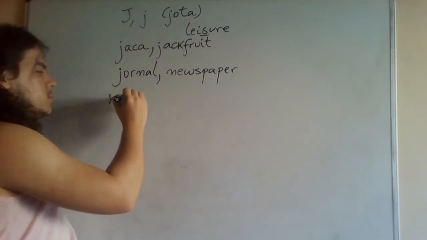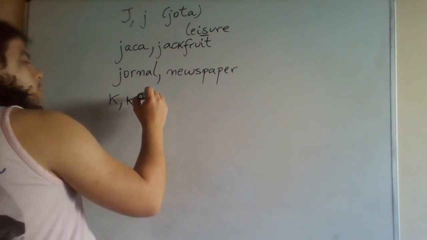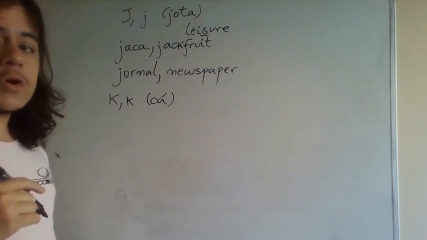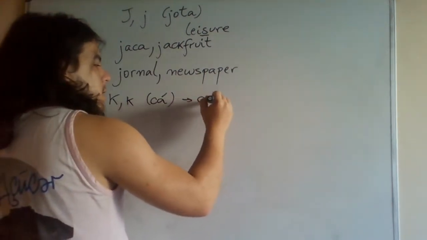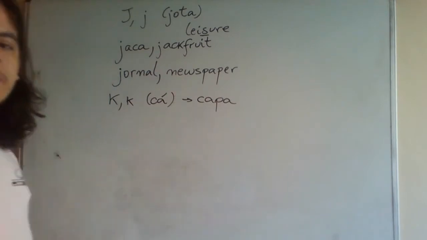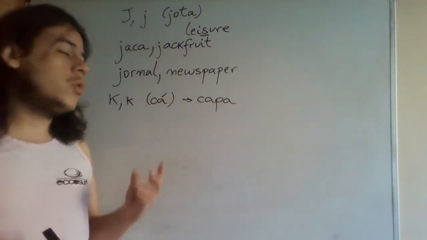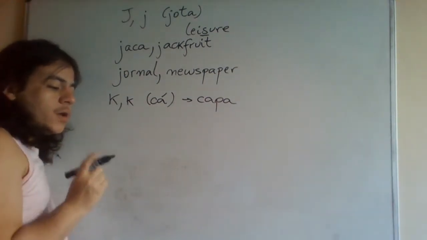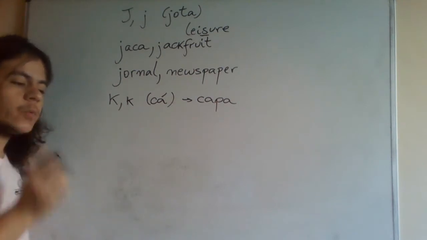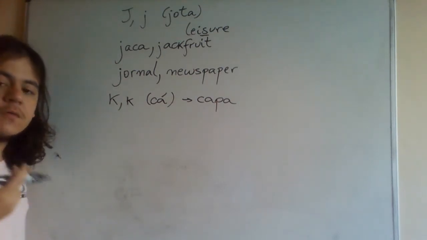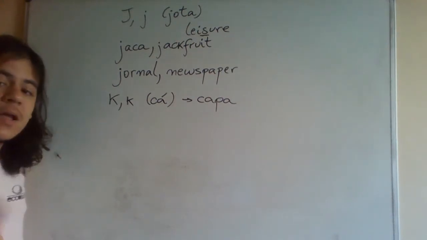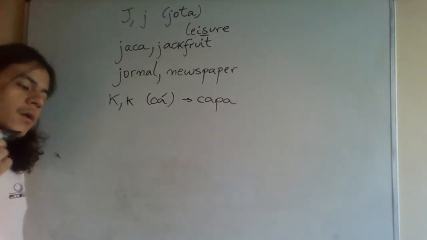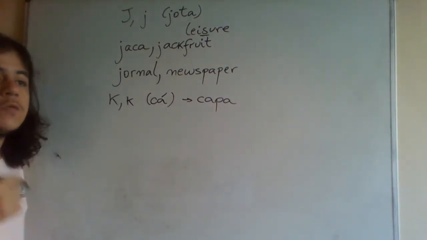Next letter, letter K. In Portuguese, we say K, letra K. In Portugal, people say capa, letra capa. But here in Brazil, we will say K, letra K. This letter is only used for foreign derived words and for people's names. So it's not a letter very common in Portuguese.